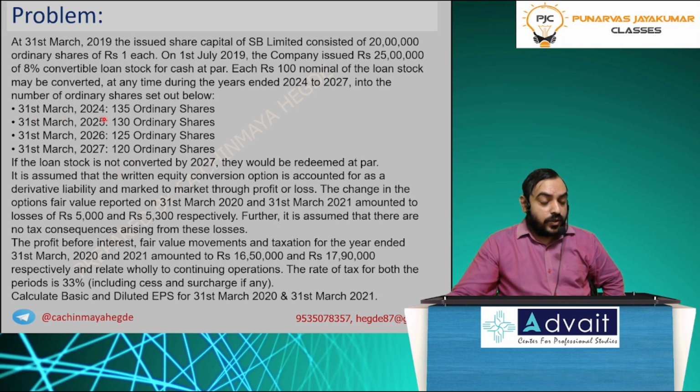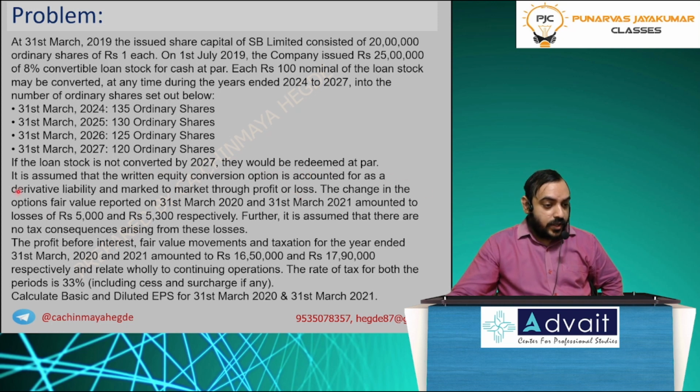As you delay your decision, the number of shares keeps getting reduced. So the earlier you exercise, you get more shares, and the later you exercise, you get fewer shares. But the problem is, earlier the value per share may be less, later the value per share may be more. That is a decision as an investor you have to make. If the loan stock is not converted by 2027, it would be redeemed at par.